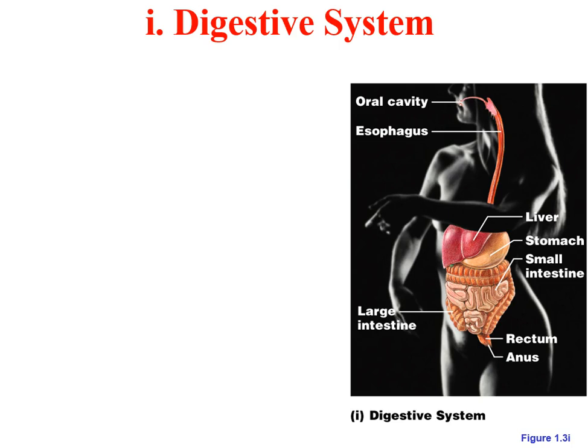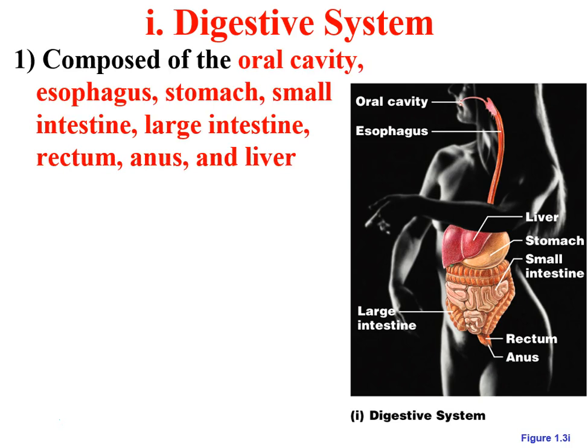The digestive system is another system that we'll study in A&P2. It begins with the mouth, the oral cavity, then food goes from the mouth to the pharynx, to the esophagus, to the stomach, to the small intestine, to the large intestine, and out. But there are some accessory glands that help the digestive system, like the liver, the pancreas, the gallbladder, and salivary glands. So the digestive system has many, many organs: oral cavity, esophagus, stomach, small intestine, large intestine, rectum, anus, liver, pharynx.